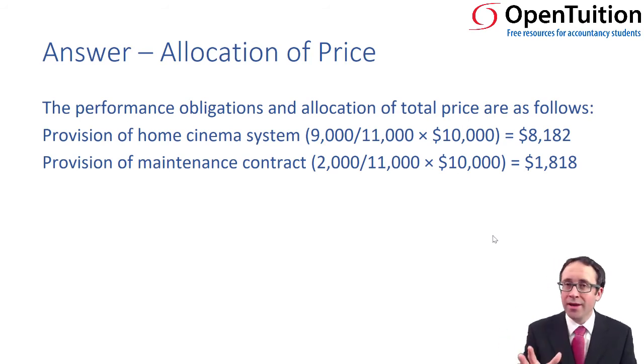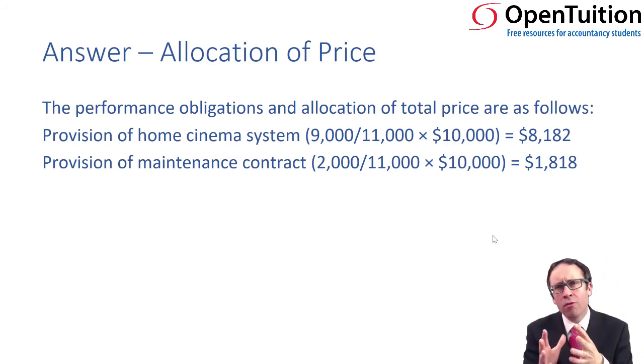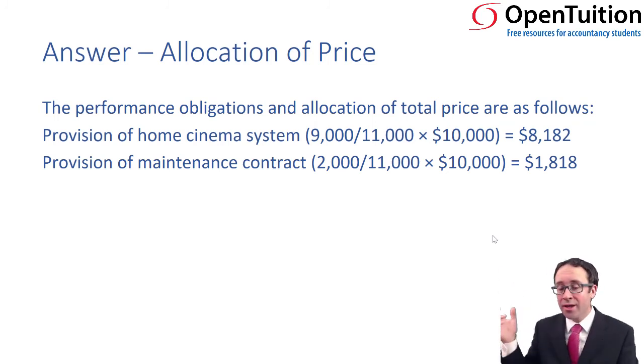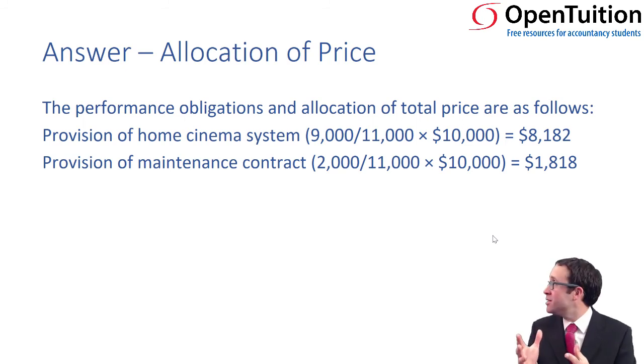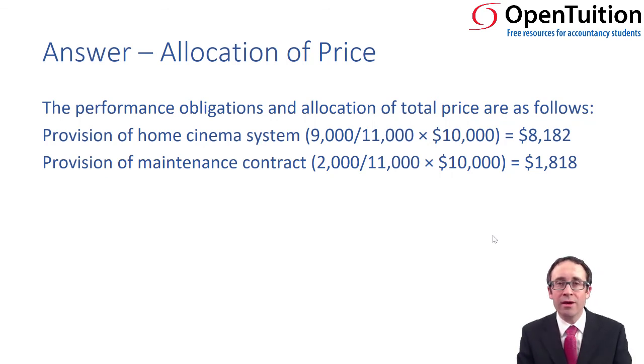Once we've got there, we then need to start thinking about how we recognise that revenue. We haven't yet quite recorded the debits and the credits within the financial statements. So that's what we're going to start to look at within the next video. We've done the 4 steps. We now need to look at the 5th step, which is how we look at recognizing the revenue of 8,182 from the sale of goods, and the revenue of 1,818 from the provision of the services. So I'll see you in a few minutes.